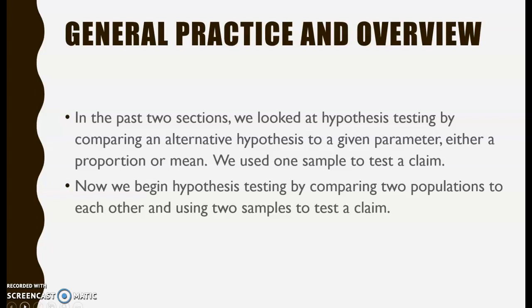So maybe we were told that the proportion of people who prefer dogs to cats is 37%. And we want to come up with an alternative hypothesis. Maybe we think it's greater than or less than 37%, or even just different from 37%. Or we're given that the mean height of men is 66.7 inches. And we want to come up with an alternative hypothesis to see if we could prove that with our sample.